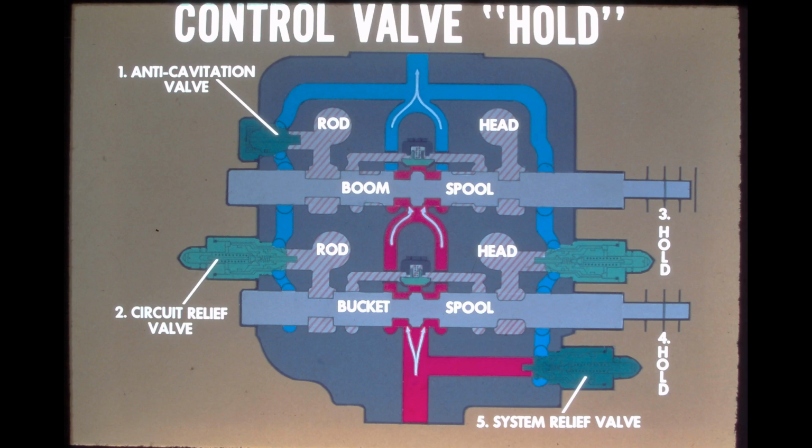The bucket circuit has two combination circuit relief and anti-cavitation valves, one for each end of the bucket cylinder. The boom circuit has only an anti-cavitation valve in the passage supplying the lower rod end of the boom cylinders.